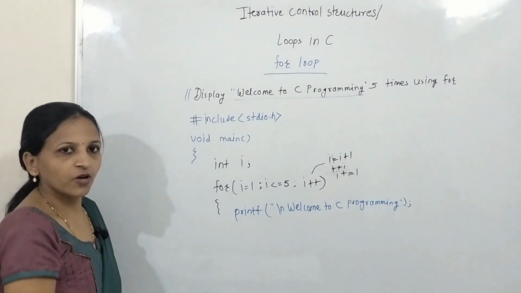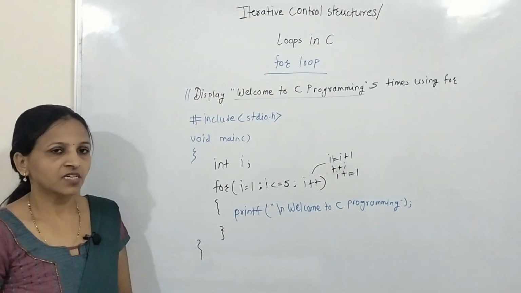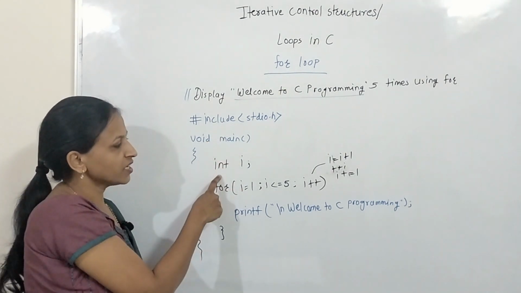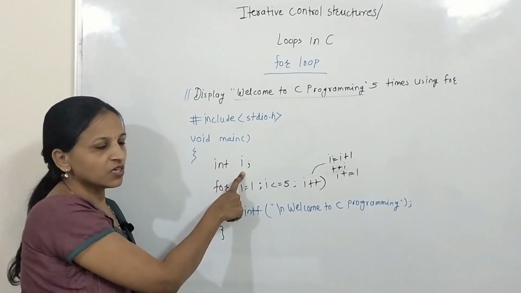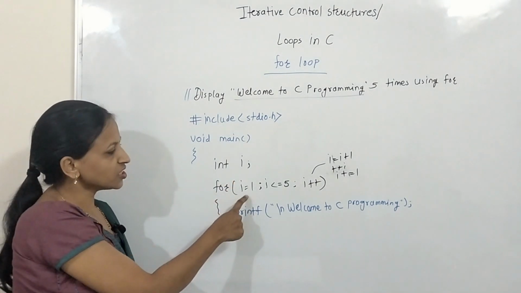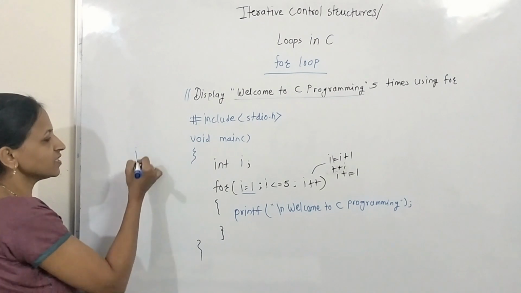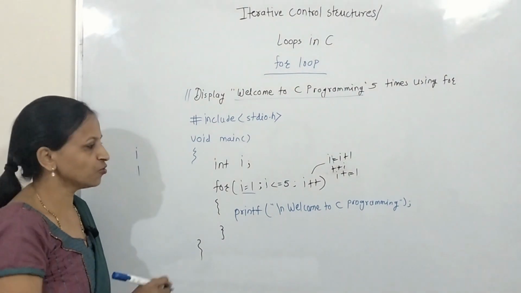In this way, that's it. Now how it works: first we have included the header file, then void main. Here the variable I we have declared for counter purpose. Initially the value of I is 1. Inside memory there is I, initially having value 1.